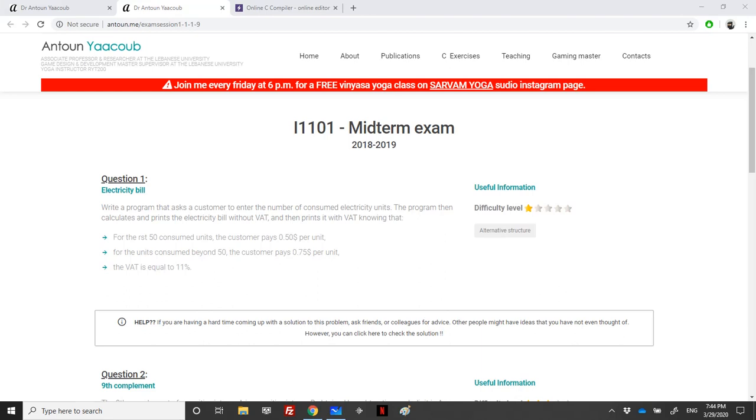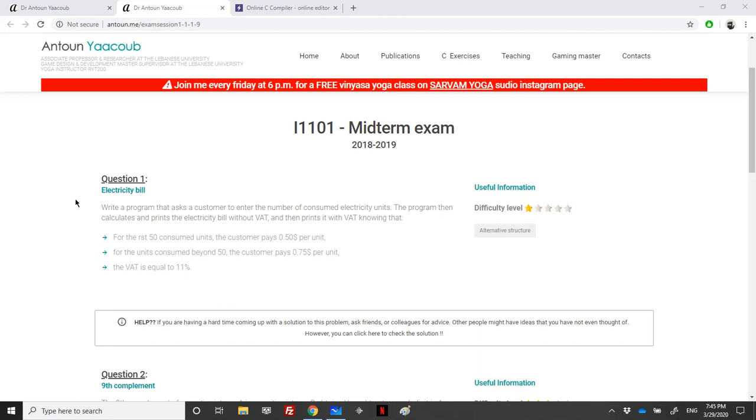Hello, so I'm solving this exercise, question one of the midterm of the year 2018-19. They are asking us to write a program that asks a customer to enter the number of consumed electricity units, and then the program should calculate and print the electricity bill without VAT, and then print it again with VAT, knowing that.